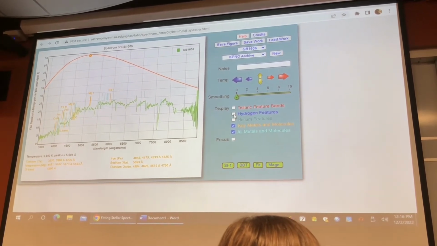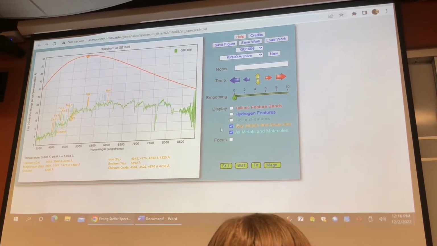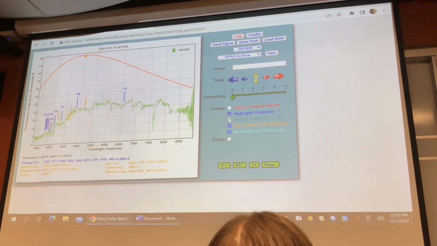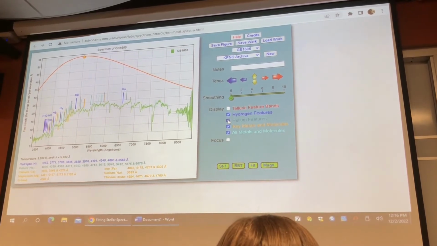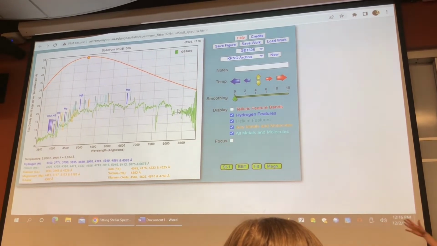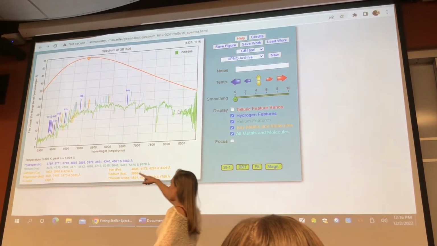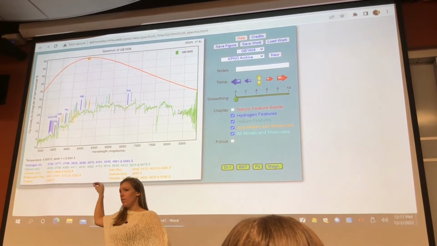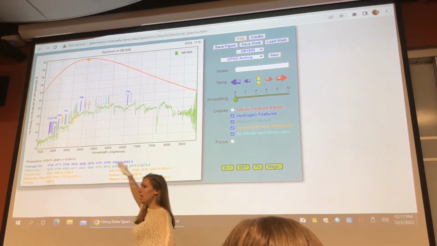We have here some calcium, magnesium, iron, sodium, titanium oxide. We can click on the hydrogen to see the hydrogen, and on the helium to see the helium. But for number 1, you actually don't need to worry about any of that. All you want to figure out is the top peak. We're looking for the peak wavelength. So what is the highest point on this plot in the green line?